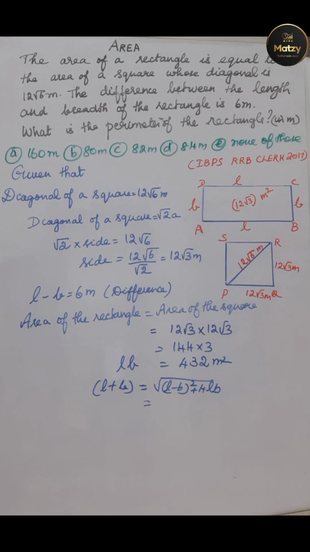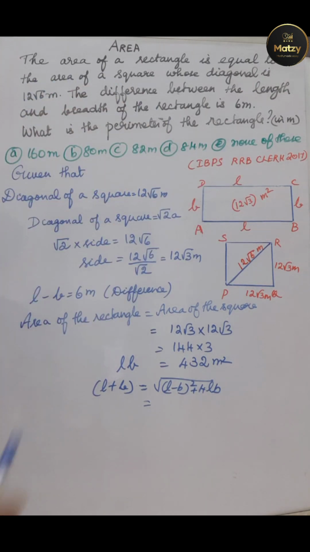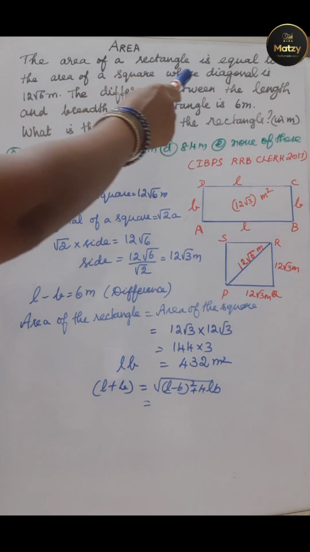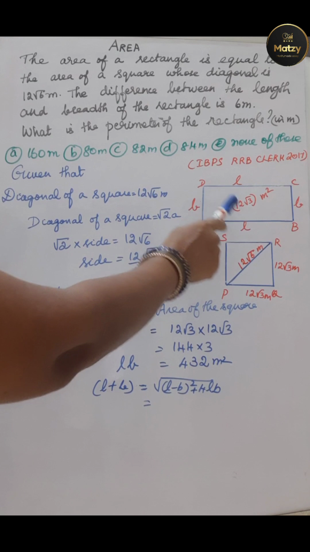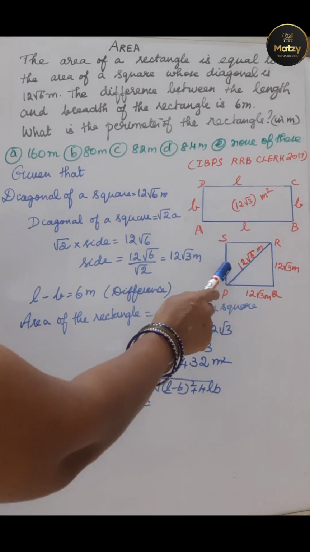In this problem, they are comparing one rectangle and a square, and we have to find out the perimeter of the rectangle by using the given information. This question was asked in the 2017 RRB clerk exam. The area of the rectangle is equal to the area of the square whose diagonal is 12 root 6 meters.